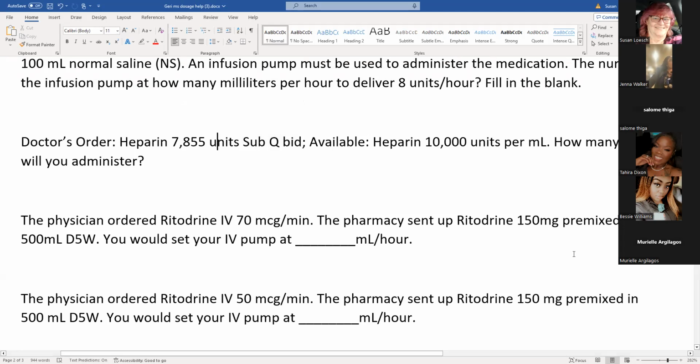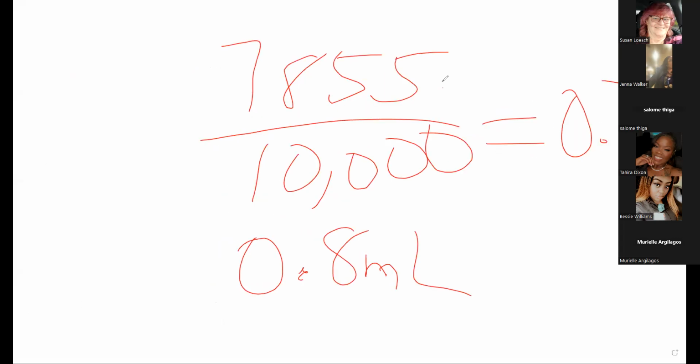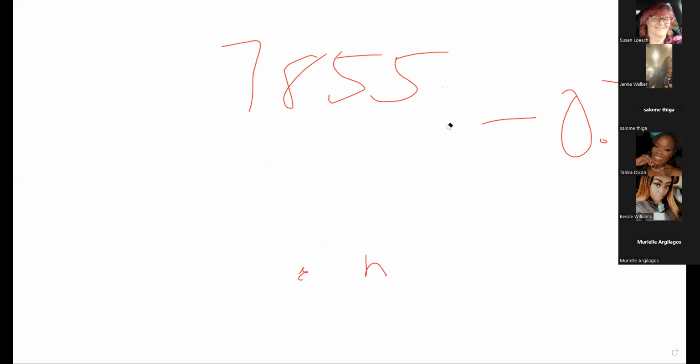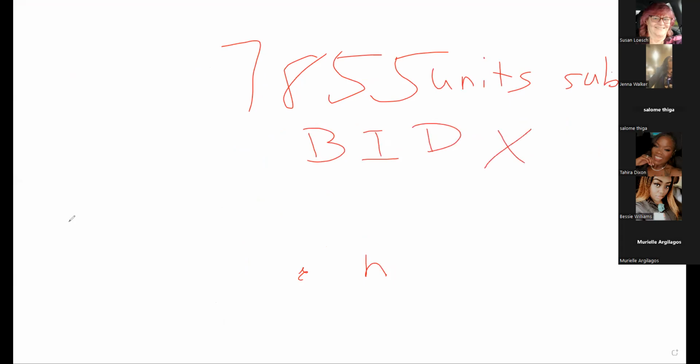Let me just try to put something on the whiteboard so you can see it. Okay, so this one was 7,855 units. And it was ordered sub Q. And it was ordered BID, which means you're going to give each dose twice a day.